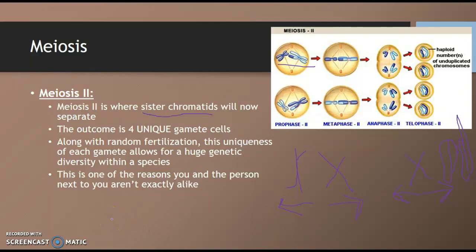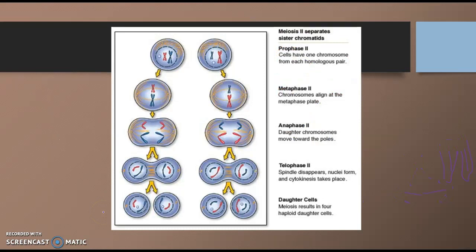And this is what allows for the huge genetic diversity: the splitting of these sister chromatids randomly. And along with random fertilization, your gametes are going to be very unique. And what do I mean by random fertilization? So let's say this is 4 sperm here, and you have 1 egg. Any one of these 4 sperm could fertilize that egg. So that's random fertilization.